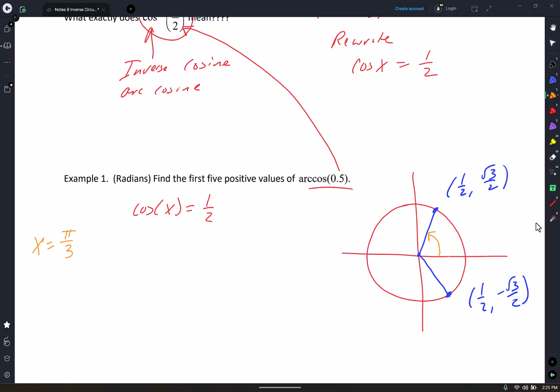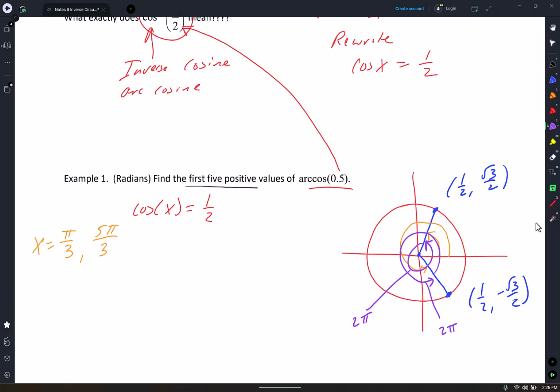And then if I keep going, what's that second one there? Yeah, 5 pi over 3. Are we okay with those two? Okay, how do we get the other ones? It says here first 5 positive, right? So do you agree that if I do one revolution from the pi over 3, that this is 2 pi right there? Do you agree that's 2 pi? Do you agree that if I do one revolution from the 5 pi over 3, that that's also 2 pi?